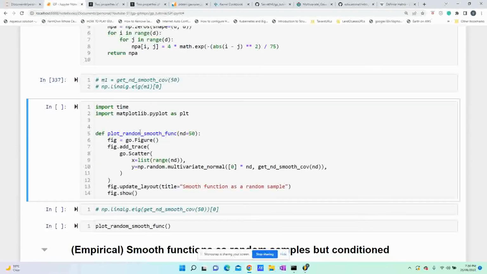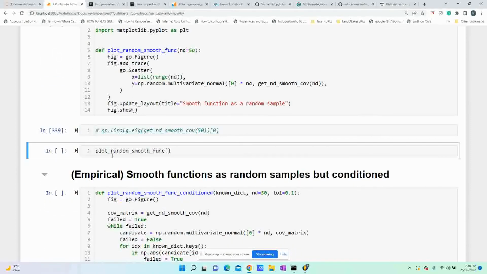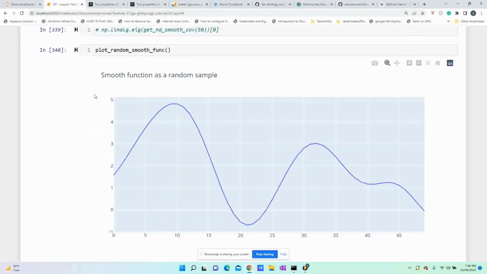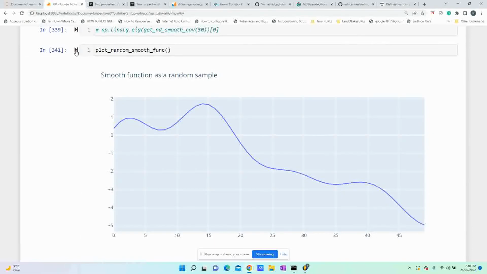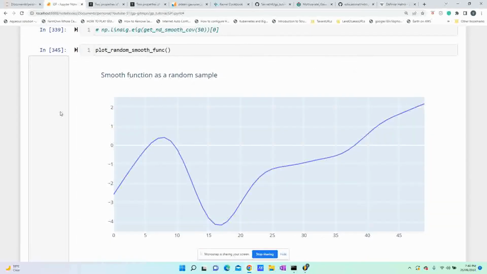Now if I do this, smooth function. This is cool, is it not? This is nice. This is really good.